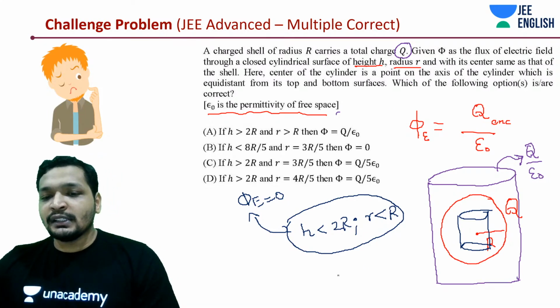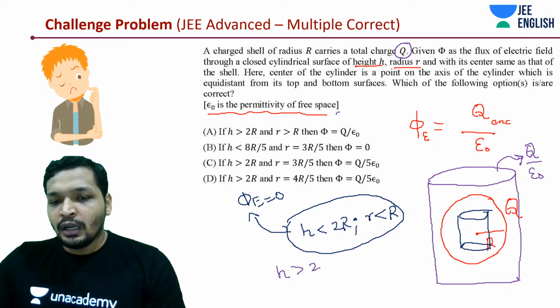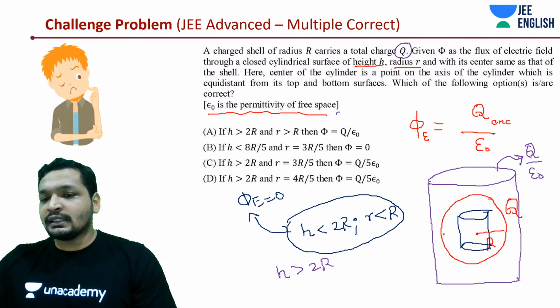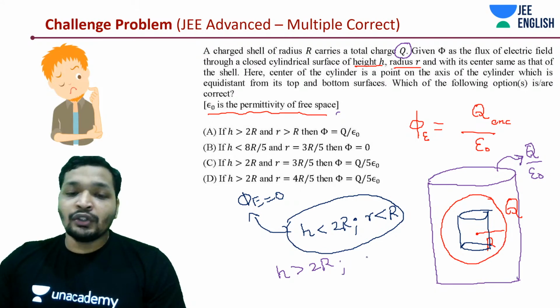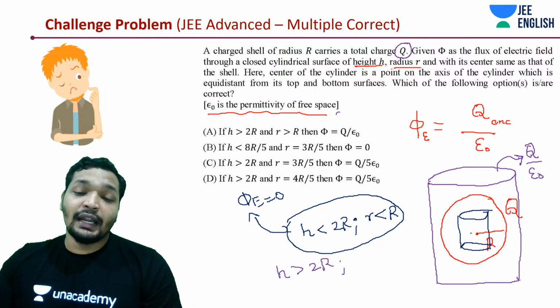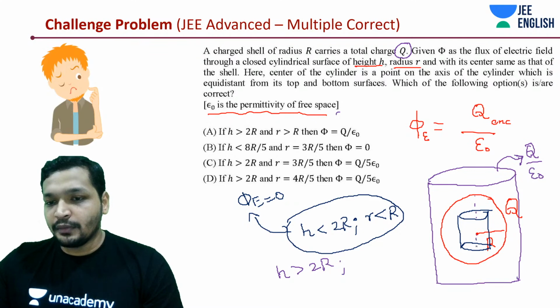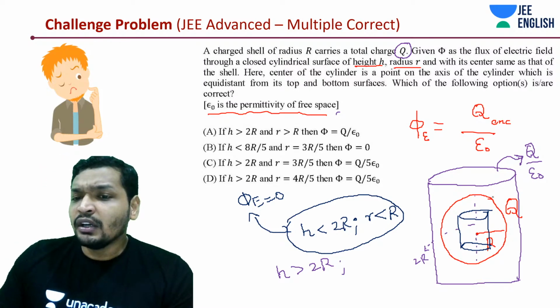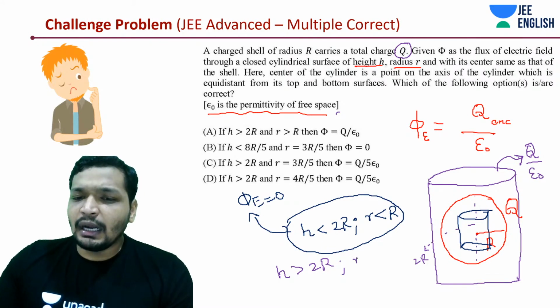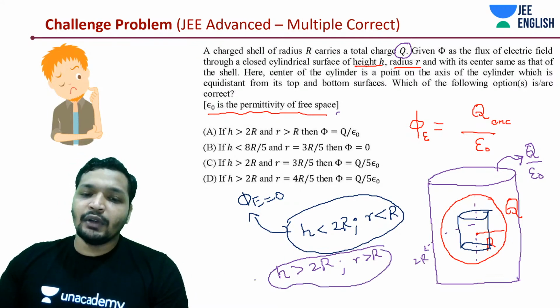But in this case, what is the flux? What would be the condition for this? H is greater than 2r. That means the radius covers some part of the sphere, and the height covers the entire sphere. If this is r, this is going to be 2r, right? This entire thing is going to be 2r. And what about the radius? To contain this, it should be equal to r, I mean, a little greater than r. So these are the two limiting conditions. Between them, you will analyze the solid angle.